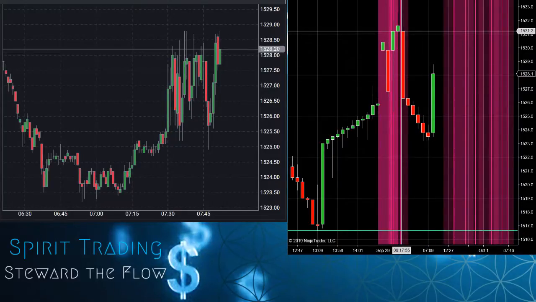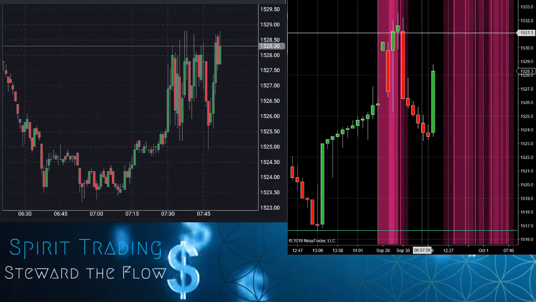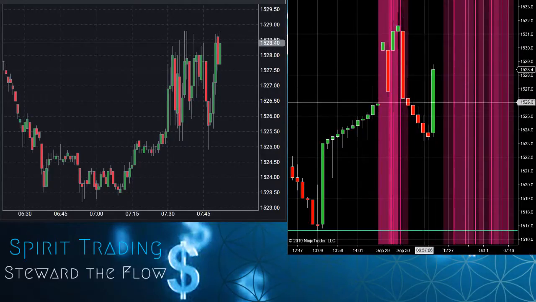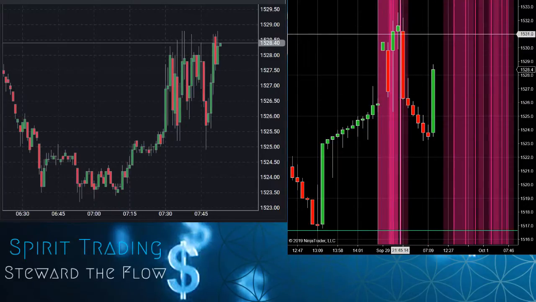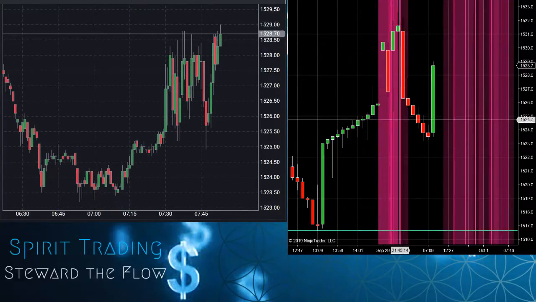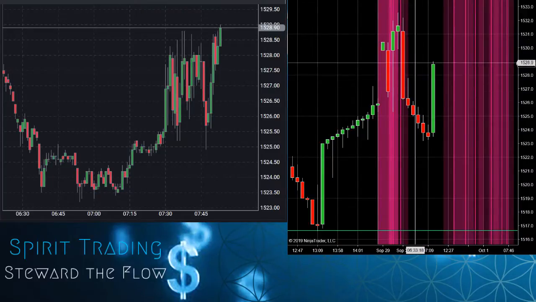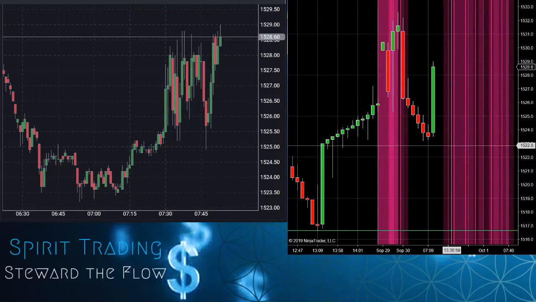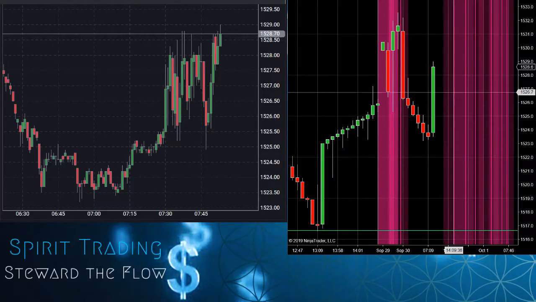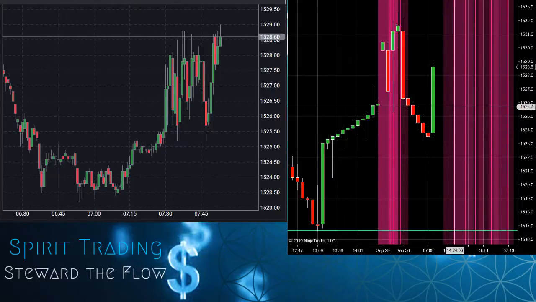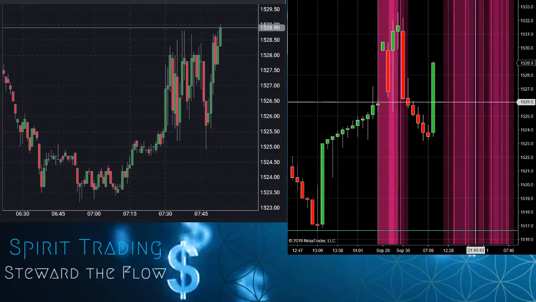Where I focus is my entries are before 10:45 Mountain, which is basically capturing the whole morning session. That's the entry zone, getting in and maybe starting to ride a move. And then the lunchtime has its own little program. I don't take any more trades at that point.